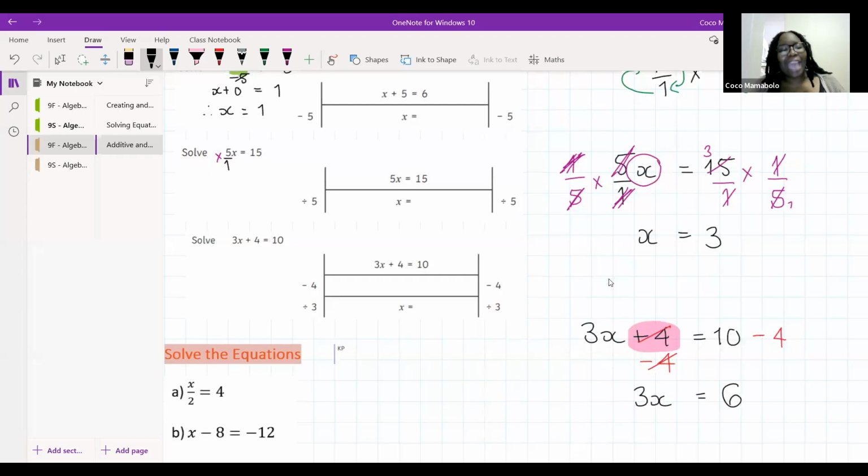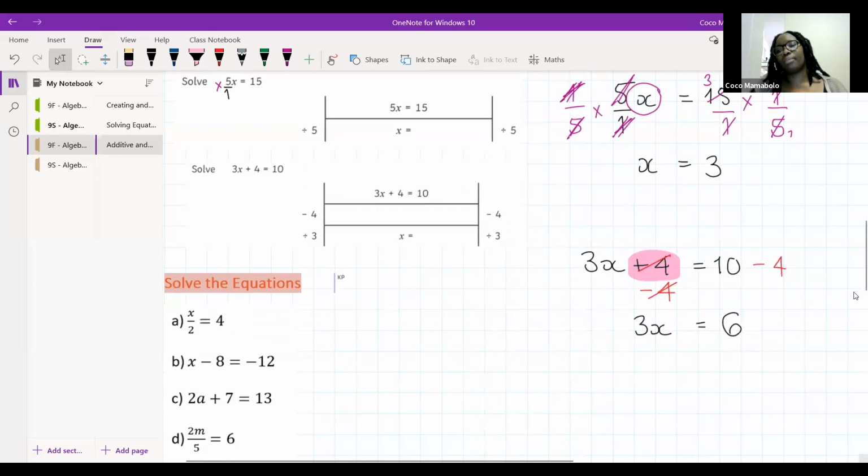Excellent. Now that we've done the additive part, which other part do we need to do? We need to divide. Good. Divide or do the multiplicative inverse. We can do 1 over 3. And then on this side also there's a 1 here times 1 over 3. So 3 and 3 will cancel. 1 and 1 will cancel. Do you agree? Yes, ma'am. Excellent. What about on this side? What answer am I going to get left? X is equal to 2. Good. 6 over 3, which will give us 2.